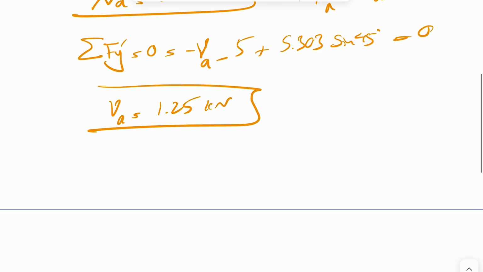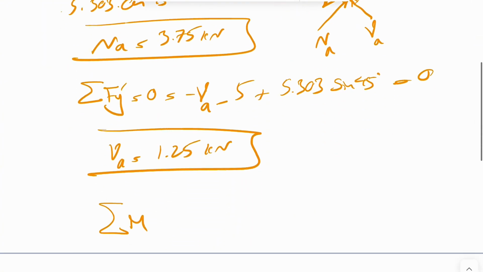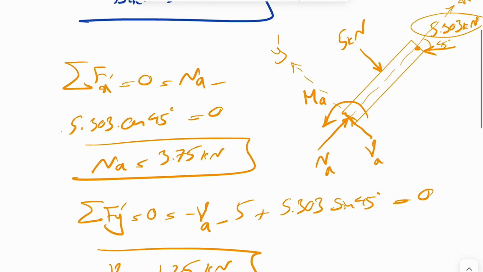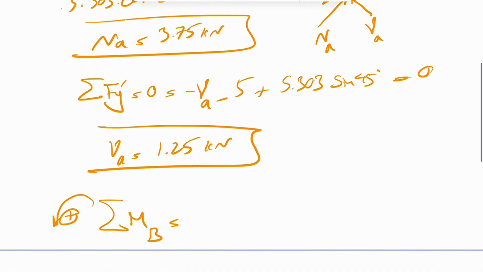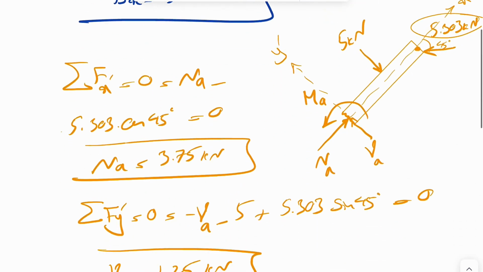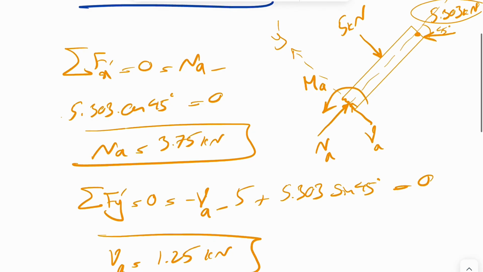And last thing is our bending moment. So we can do sum of all moments about, maybe I think it's easier to do it at this point. Yeah, so let's just do it about point B. Counterclockwise positive, so we don't need to deal with resolving that force. So we have the moment of 5 kilonewton, which is counterclockwise, so 5 times the distance, which is 1.5. We have the moment of MA, which we considered counterclockwise, so positive.